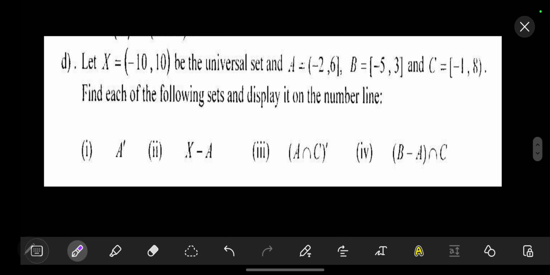So let's say that x is equal to this, A is equal to this, and C is equal to that. We are required to draw the number line, and we are just going to use one diagram.